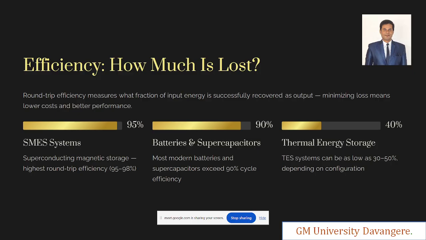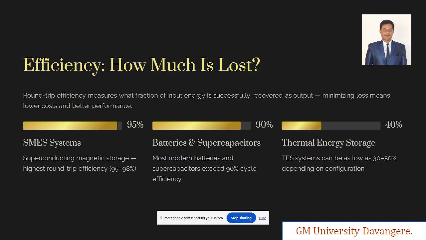Minimizing the losses means lower cost and better performance. If you see superconducting magnetic storage, there is a high cost with a high efficiency, that is 95 to 98%, right. When you talk about the batteries and the super capacitor, it almost gives an efficiency of 90%. When you talk about TES, that is thermal energy storage, right, it will have a very low efficiency, which depends upon the design of your configuration, right.